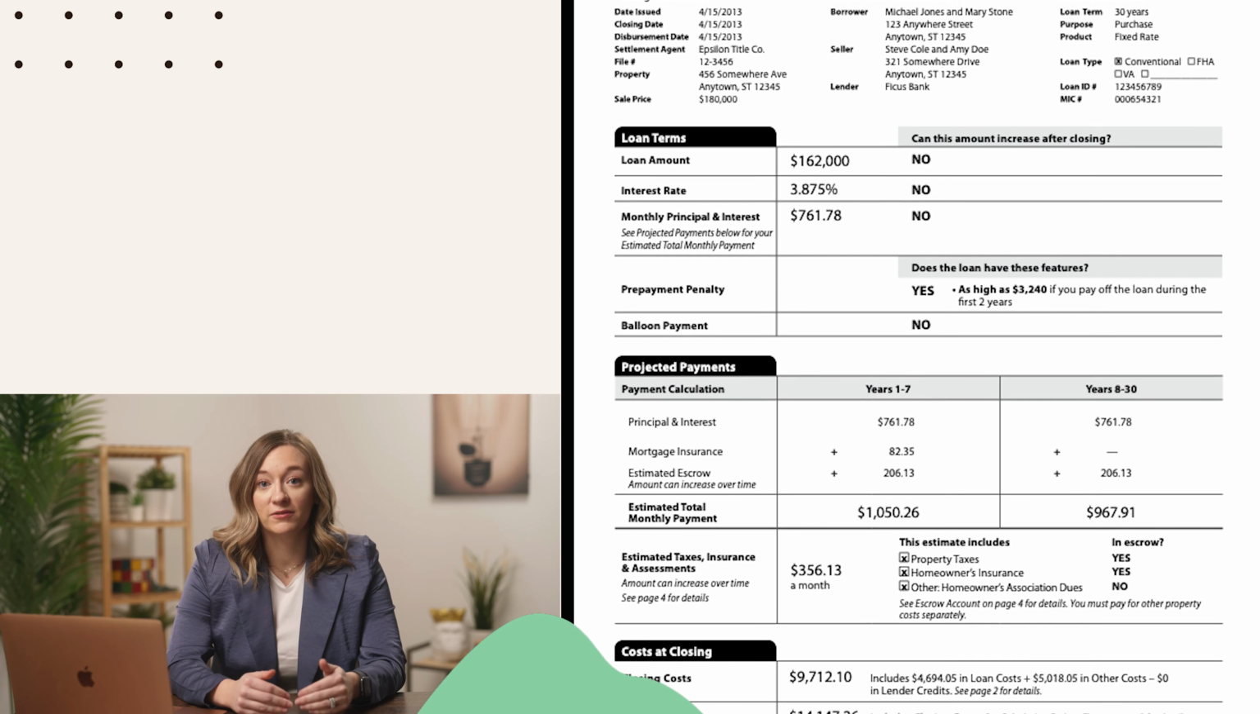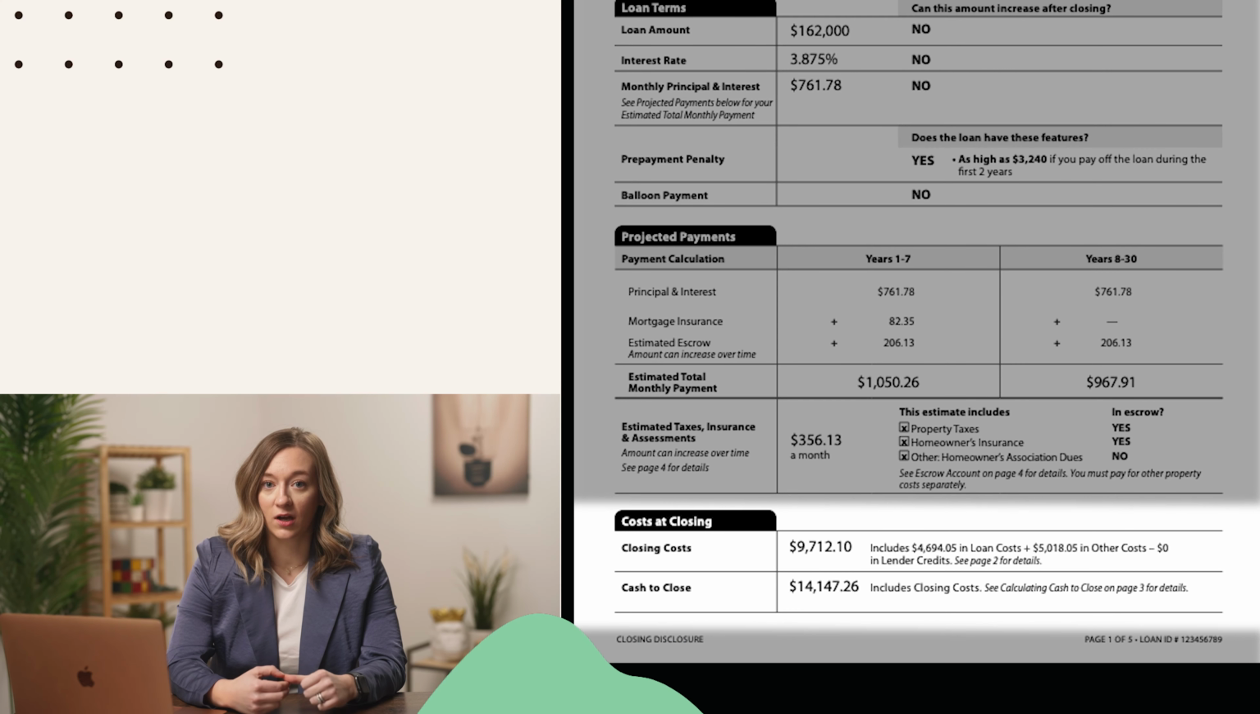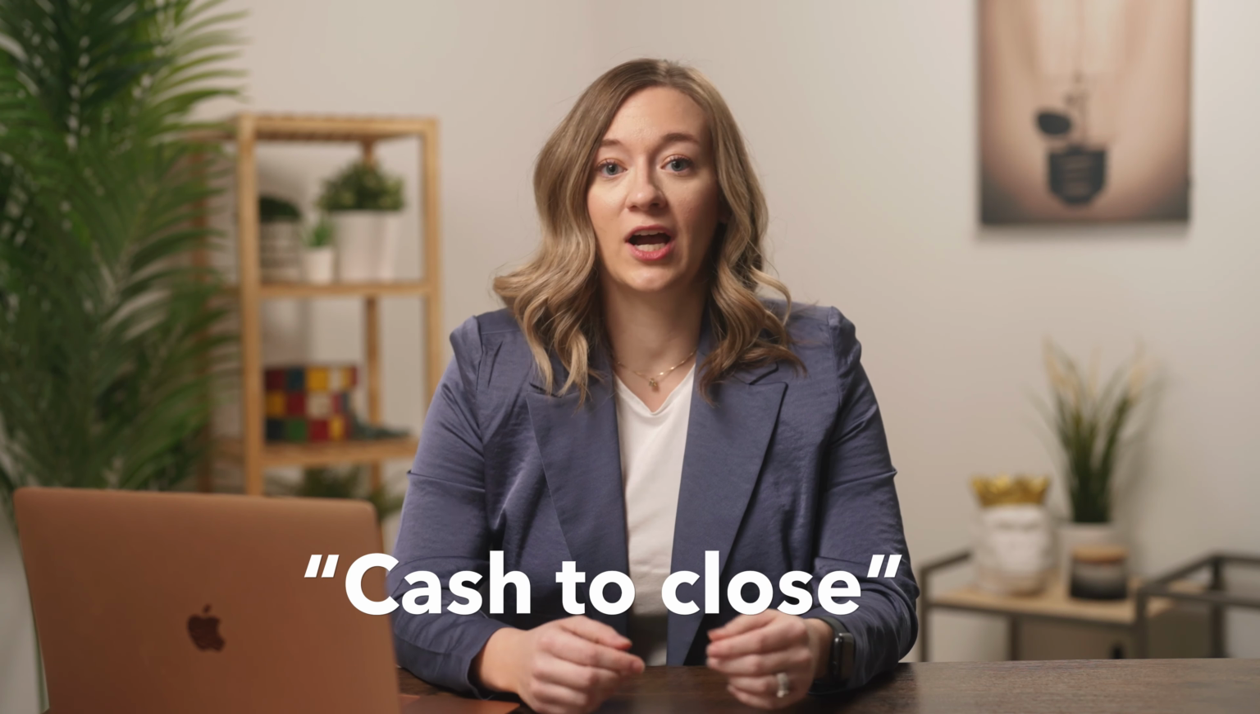Now, down at the bottom of the first page, you're going to see 2 important numbers. The first is your closing costs, and those closing costs will be explained on the next page of the document. And then the bottom number is your cash to close. So cash to close includes your closing costs. It's not in addition to. So you're not paying those bottom 2 numbers together. You're only paying that very bottom number. So that's the amount that the lender wanted you to provide to the closing attorney so that they would be able to close.